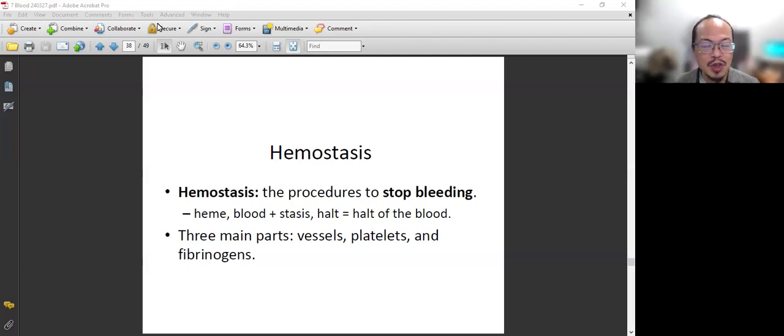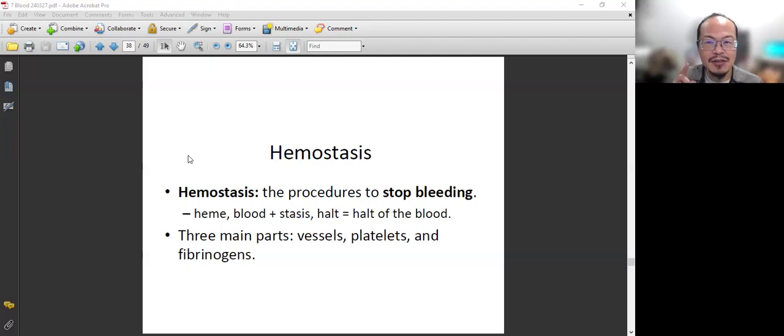Now, what we are going to talk about is what this system is. Hemostasis. All right. This system has three major players. One is the vessel. The injured vessel needs to send out a signal in order to trigger the hemostasis process. Second is the platelet. The platelet's major function is hemostasis. And the third one is fibrinogen. We talked about these three already.